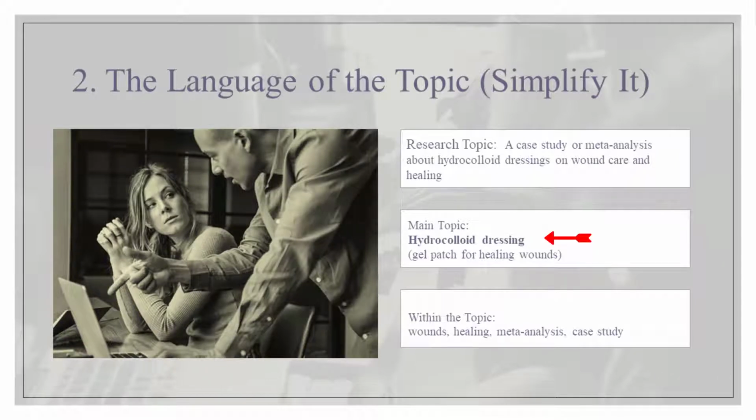So within this topic, the student is looking for how hydrocolloid dressing is connected to wounds and wound healing, and she needs a meta-analysis and a case study. Again, you're going to search with words, not sentences. So take your research topic and break it down into its keywords. In this case, it's hydrocolloid, wound, healing, and meta-analysis. You could also swap meta-analysis for case study, but that is the core of what this research topic needs. We have to find articles in the form of case studies or meta-analyses dealing with this type of dressing and its effects on wounds and healing.